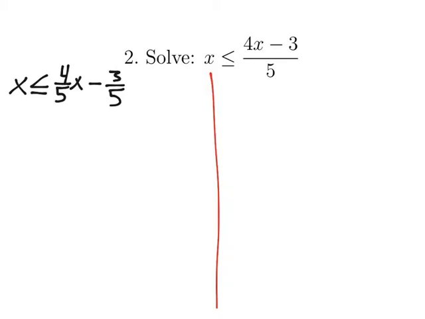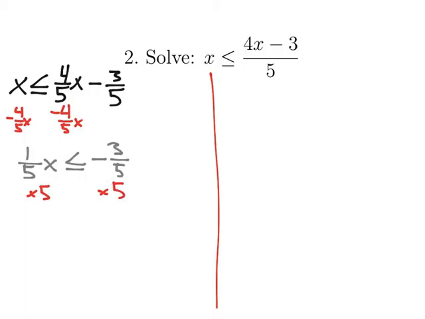In this case, I can subtract 4/5 x from both sides and isolate my x's on the left and constants on the right. This will give me that 1/5 x is less than or equal to negative 3/5. So now I can just multiply both sides by 5 and I'll get my answer. Remember, because 5 is a positive number, I didn't have to flip the sign when I multiplied. Now for the other way of doing things.